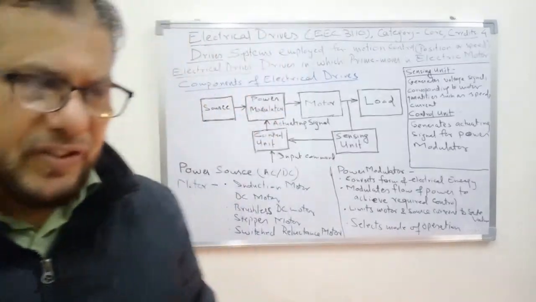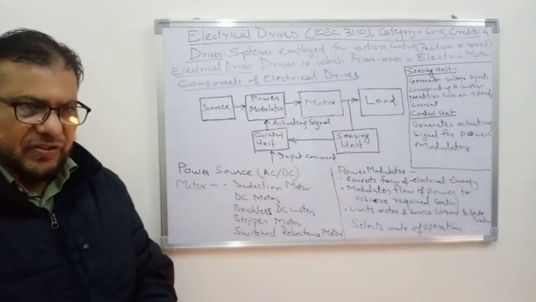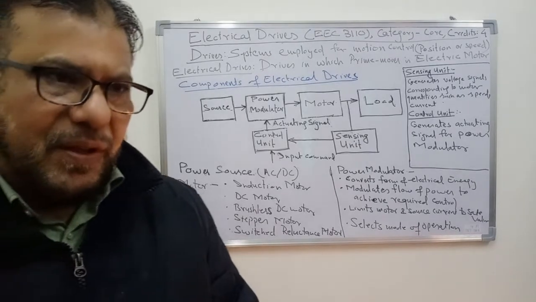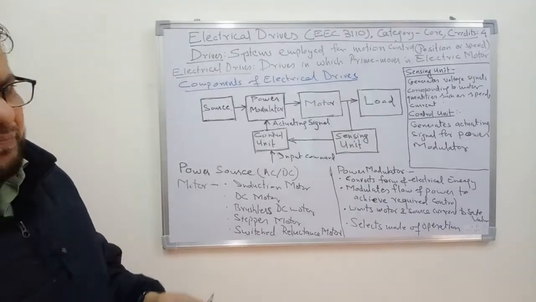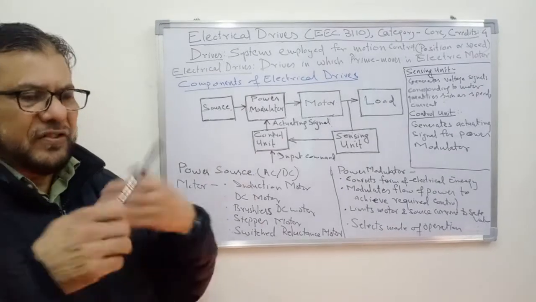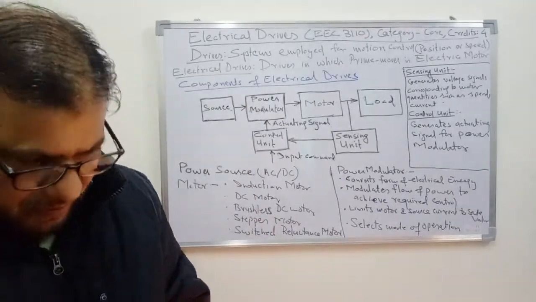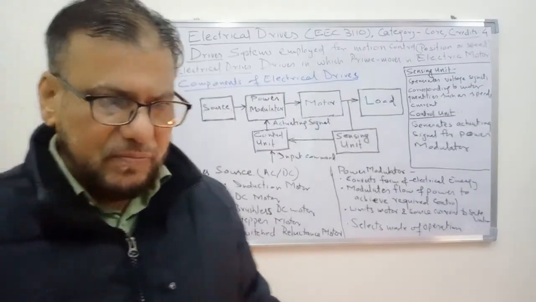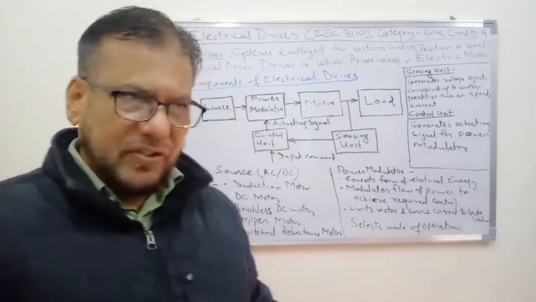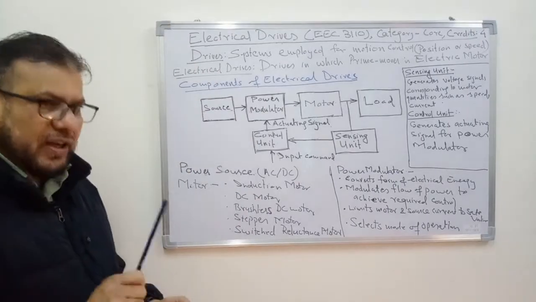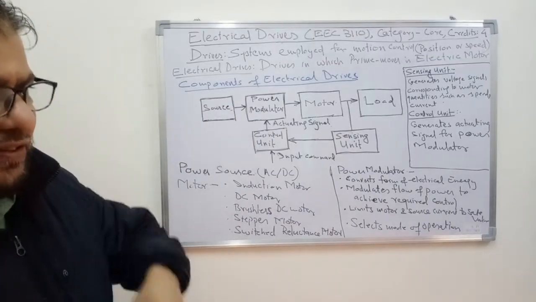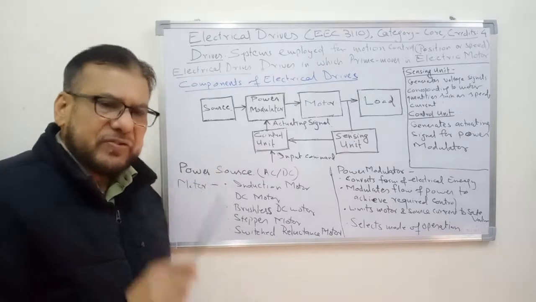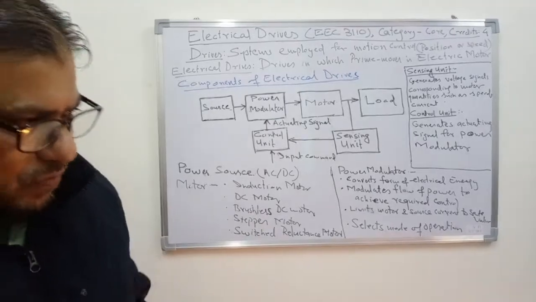In most of the cases, the supply available is AC source. You may have a 400 volt AC supply 3 phase, or you have a single phase AC supply. You may have for higher system or large size drives, you may have higher voltages also. You may have 3.3 kilovolt supply, 6.6 kilovolt supply or 11 kilovolt supply. So in larger systems you will have higher voltages. So usually the supply is 50 Hz AC supply at various voltages.